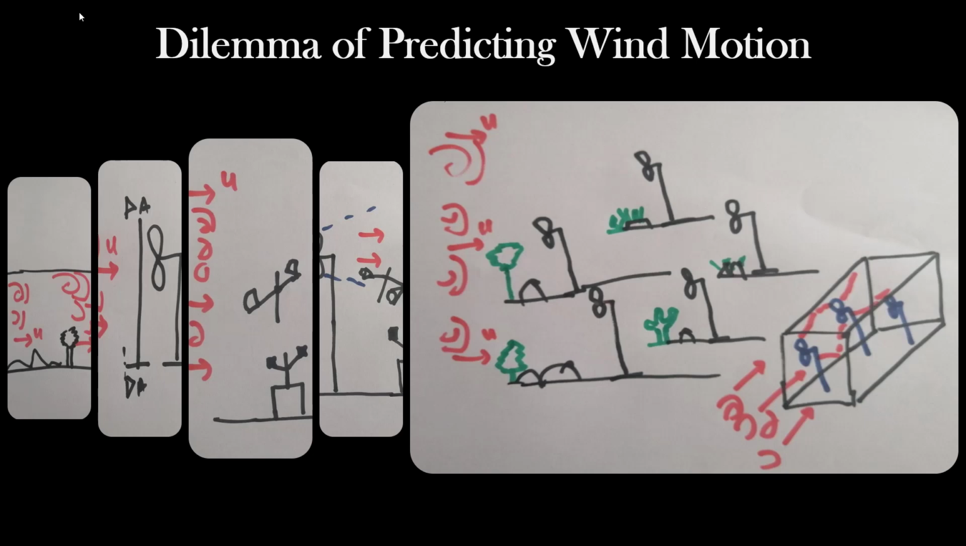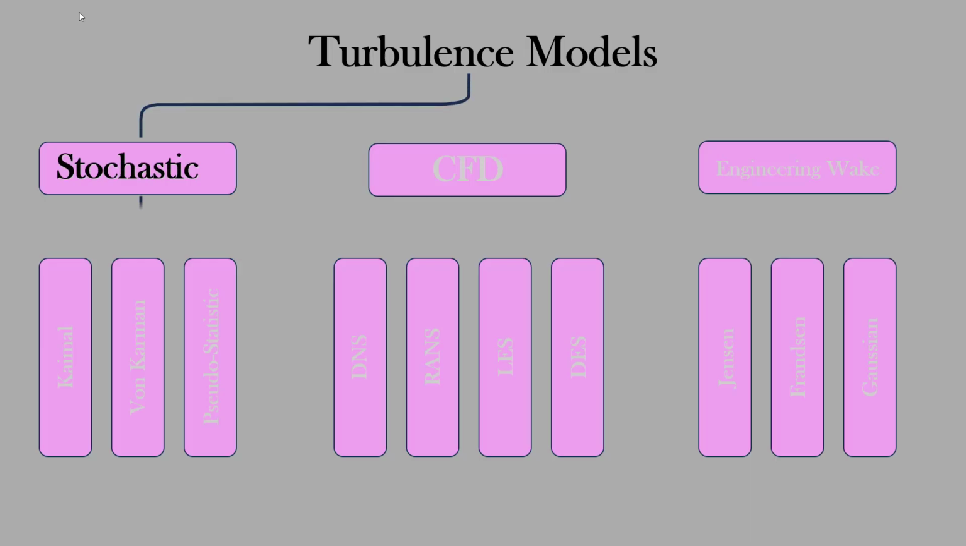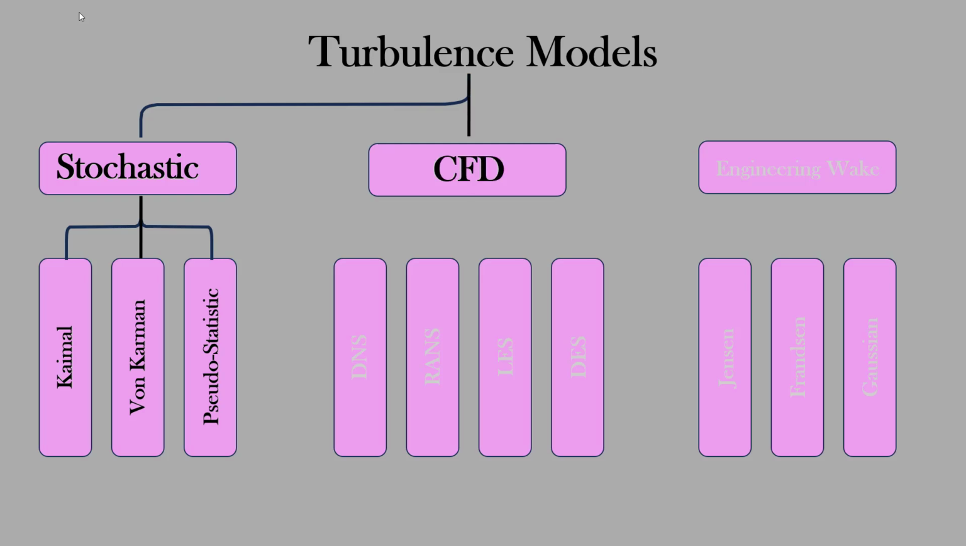So as it varies with time, the wind speed is going to be changing along the line from one location, the initial boundary condition, to the final boundary condition, as well as all the forms or landforms within those initial and final boundary conditions. That's where you need more complex models of turbulence wind simulation. So when you're talking of turbulence models, it's basically divided into three. So you have stochastic, you have CFD, and you have engineering wake models.